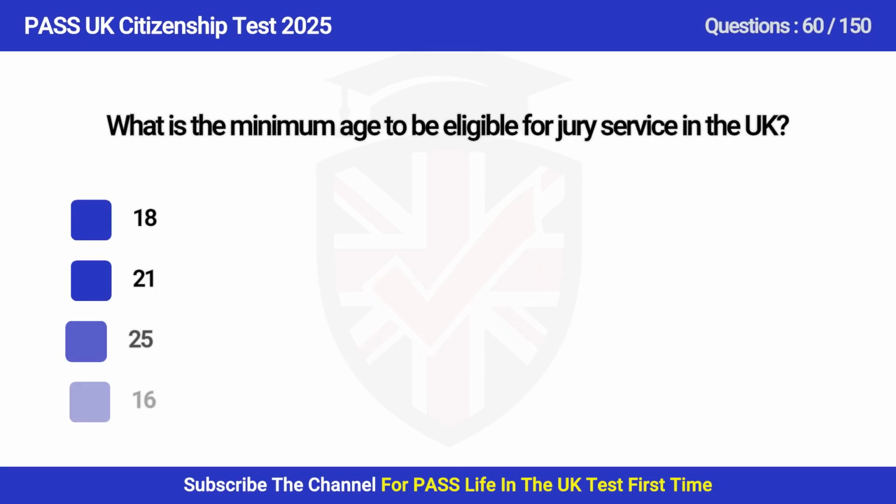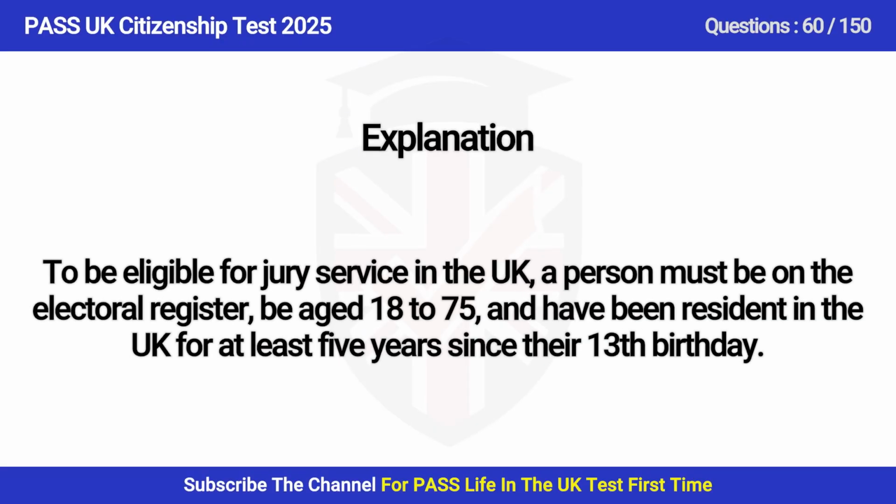Question 60. What is the minimum age to be eligible for jury service in the UK? A. 18, B. 21, C. 25, D. 16? Answer is A. 18. To be eligible for jury service in the UK, a person must be on the electoral register, be aged 18 to 75, and have been resident in the UK for at least 5 years since their birthday.